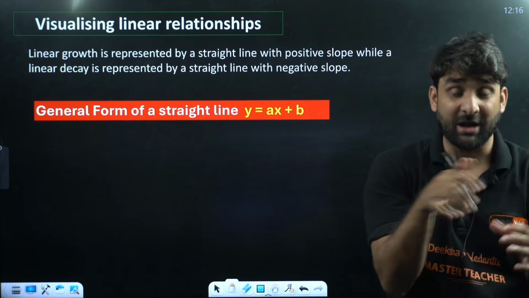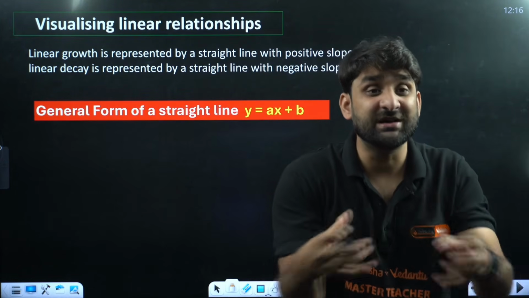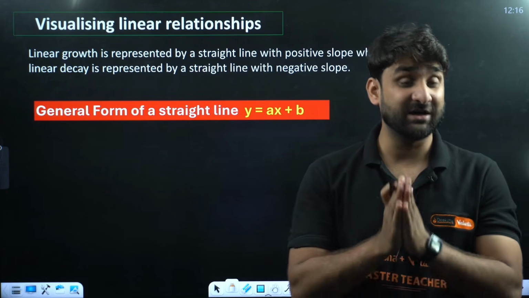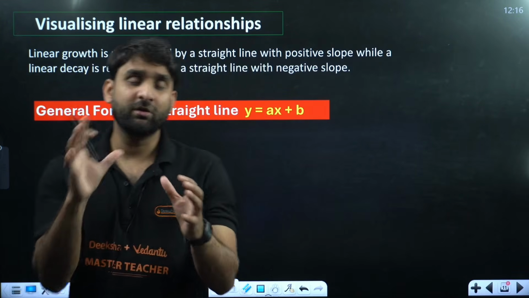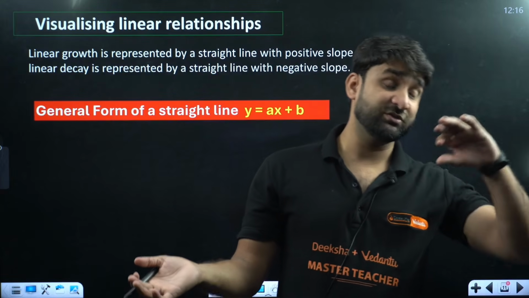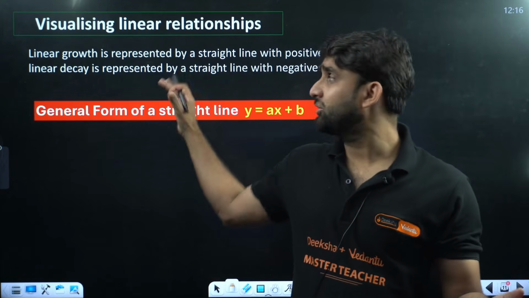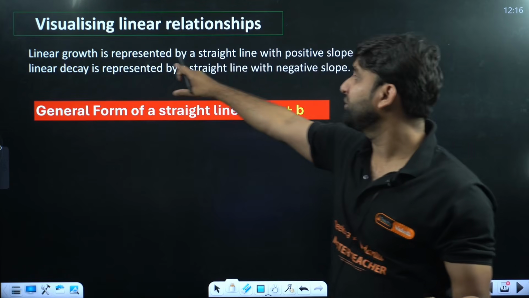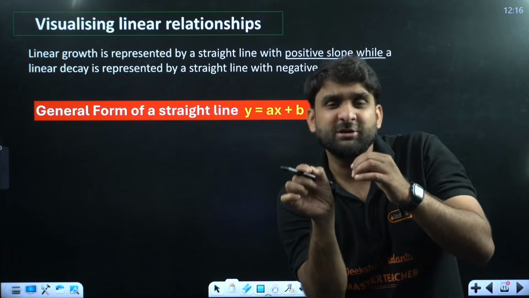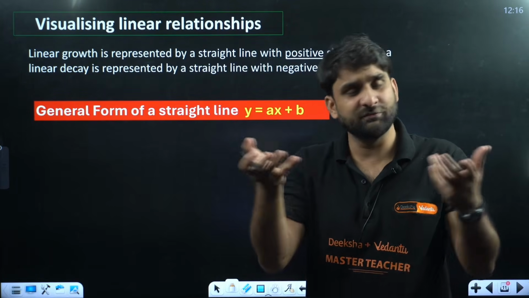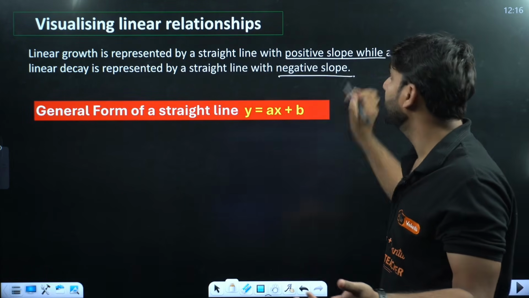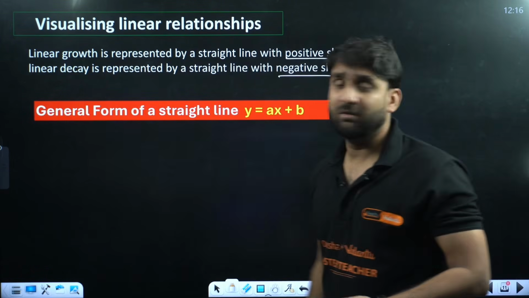Now, visualizing linear relationships. How can you visualize a linear relationship? There is only one method to visualize the relationship, which is the graph. By drawing the graph, we can identify whether the given situation is linear growth or linear decay. So this is the topic we are going to talk about. Linear growth is represented by a straight line with positive slope. Just by looking at the graph, if the slope is positive, we can visualize that the situation is linearly growing. And if the graph has a negative slope, we can conclude that there will be linear decay.